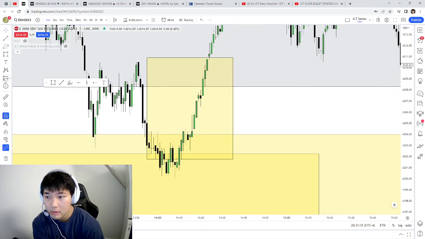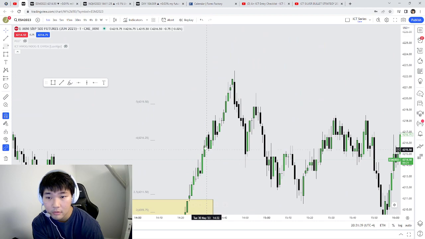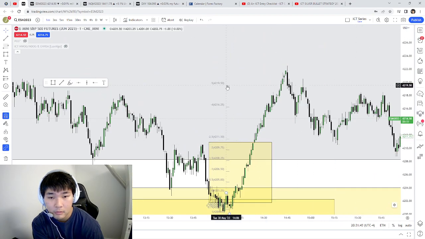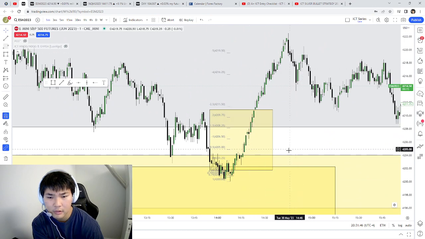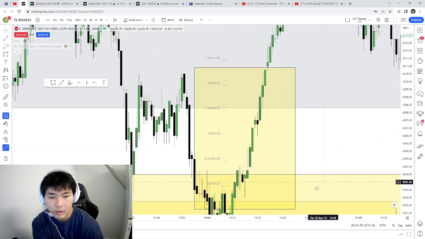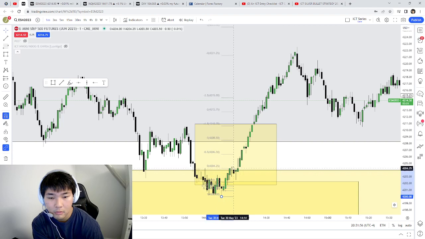So if we use the fib here, I guess we can look at the manipulation move. So here to here, where does price go? I mean, past the 5 standard deviation. But we do, actually, I don't even, actually I might be doing this wrong. I need to anchor it to something else.